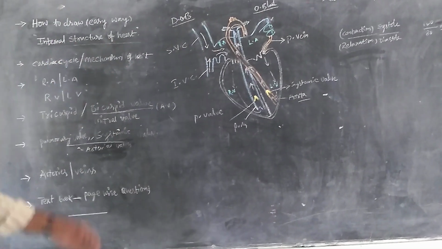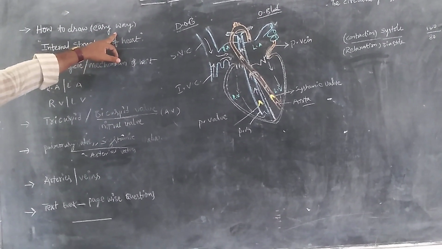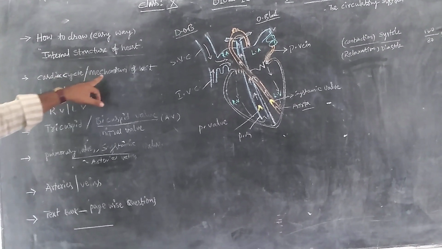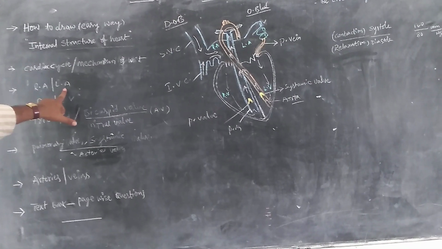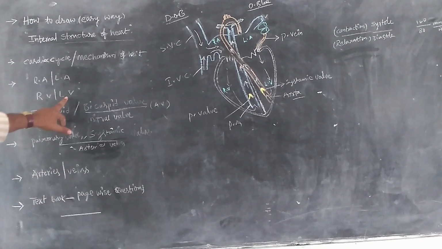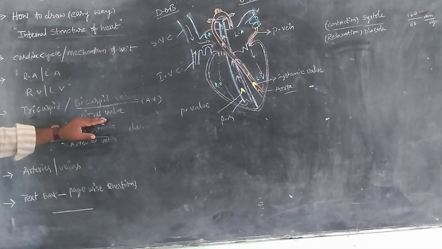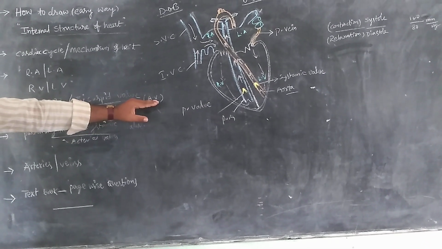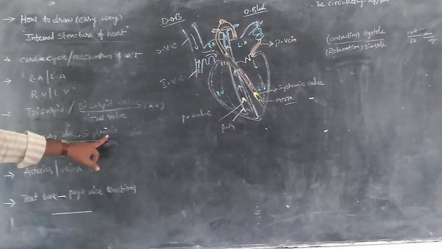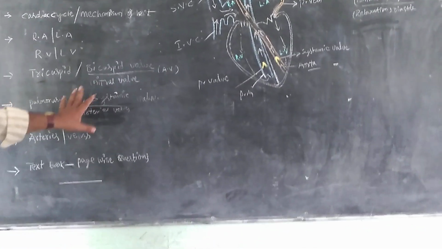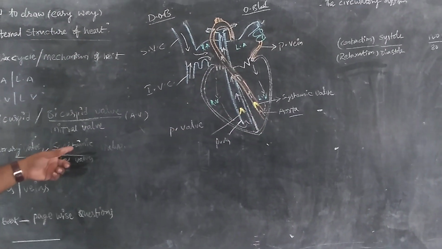So today we are going to focus on how to draw the internal structure of the heart in an easy manner. Next, the cardiac cycle or mechanism of the heart. Next, the differences between the right atrium and left atrium, right ventricle and left ventricle. The tricuspid valve and bicuspid valve, also called the mitral valve, are also called the AV valves, meaning auriculoventricular valves. Next, the pulmonary valve and systemic valve or aortic valve. Both these kinds of valves are called arterial valves.